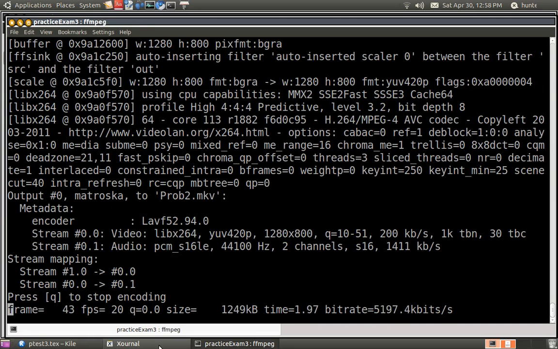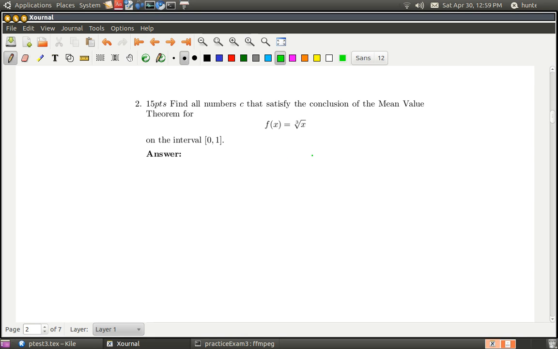Now let's take a look at the second question on the practice exam. It says, find all numbers c that satisfy the conclusion of the mean value theorem for this function. Okay, so the mean value theorem. Let's try to remember what the mean value theorem says.